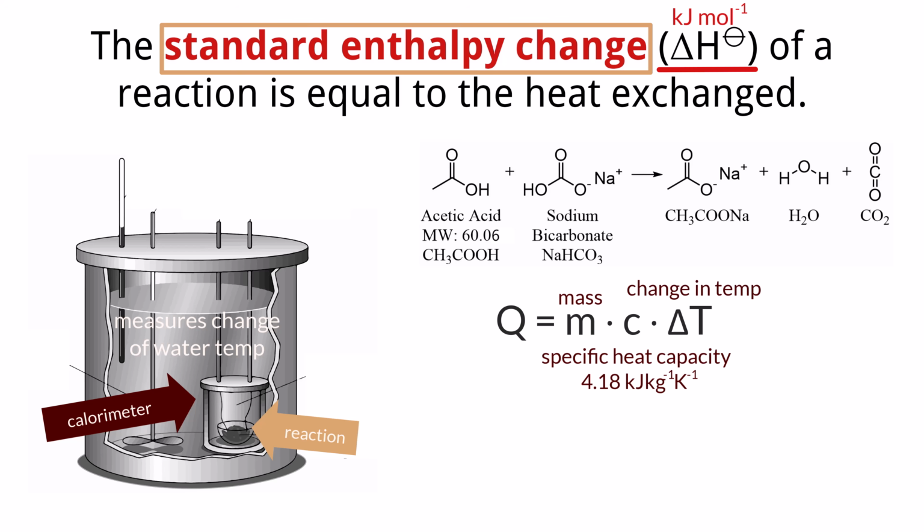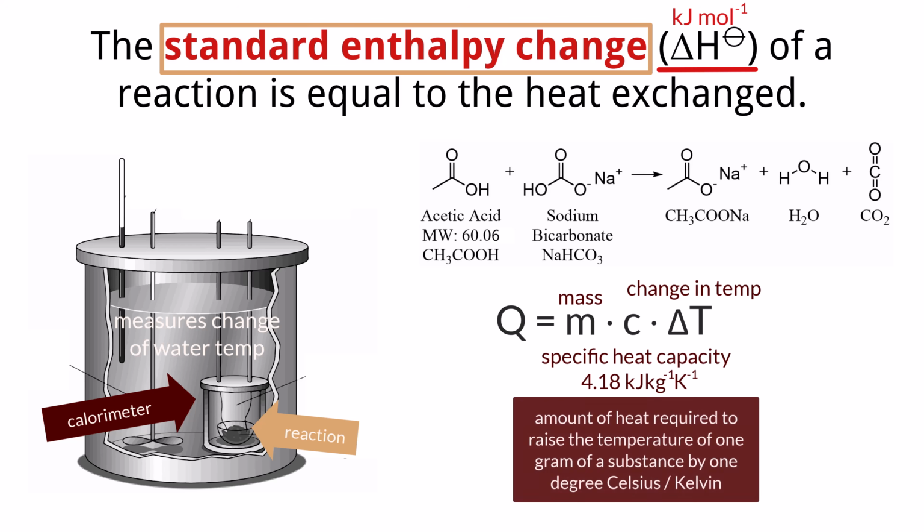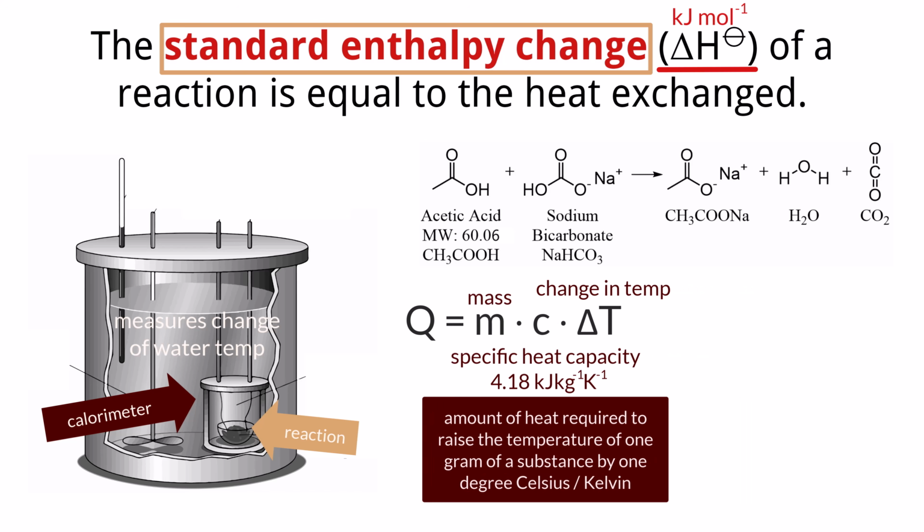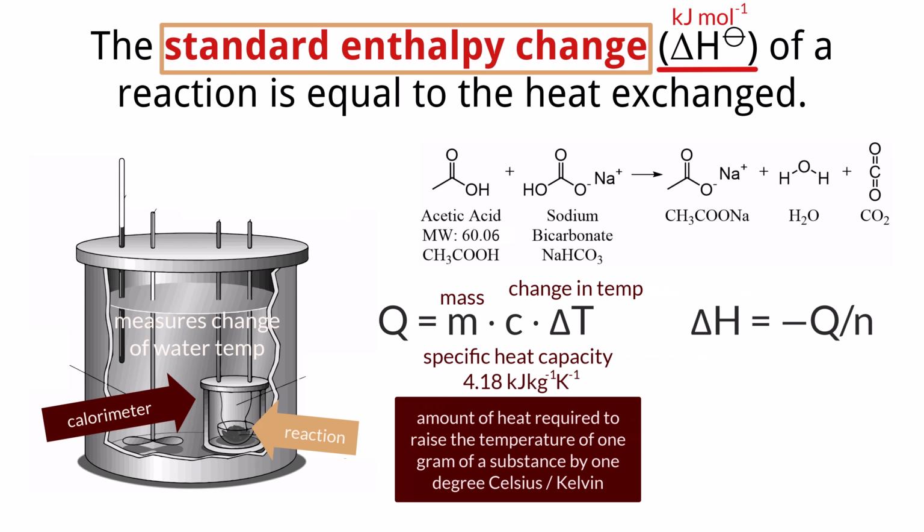We've discussed all these terms before other than specific heat capacity. Specific heat capacity is the amount of heat required to raise the temperature of 1 gram of a substance by 1 degree Celsius or Kelvin. Once you have Q, you can use the equation delta H equals negative Q divided by N, where N equals the number of moles of the substance, not water, involved in the reaction, to calculate the enthalpy change delta H.